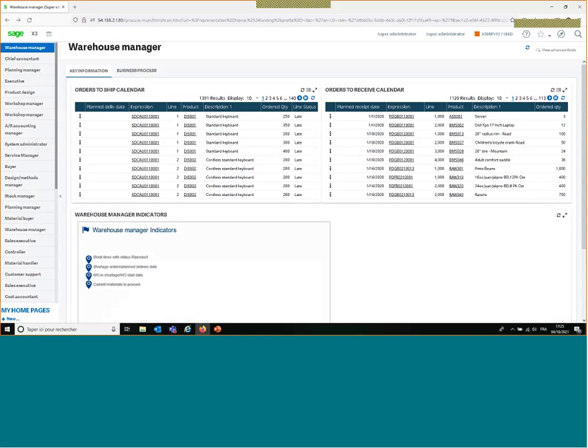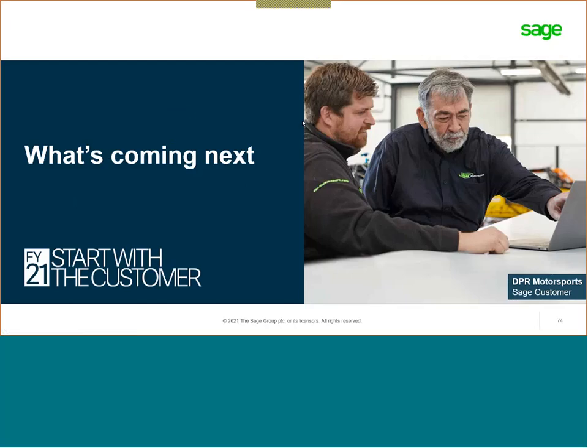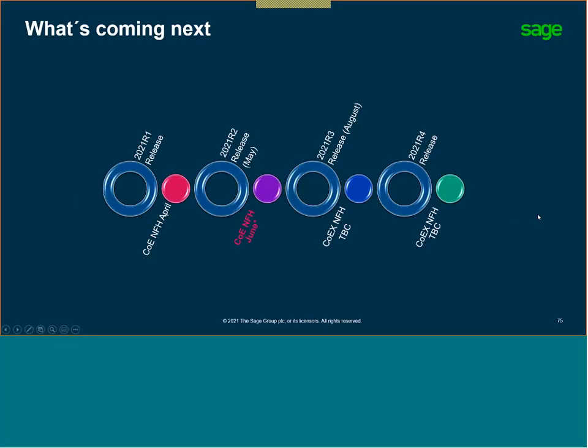Okay, so that was the improvement of PGM, remaining load update, and also a copy week. Okay. So what's coming next in the next version, 2021 R4? Okay, it will be released later this year.